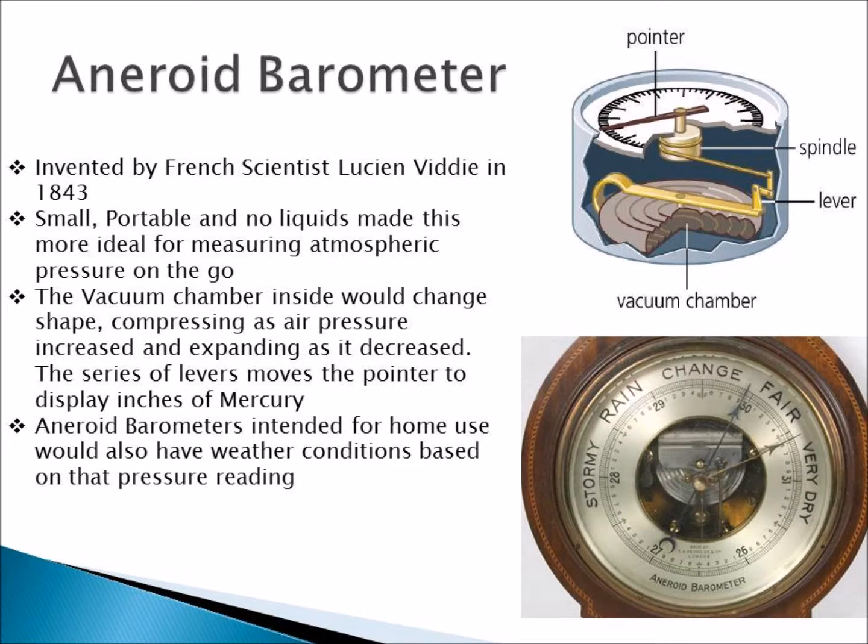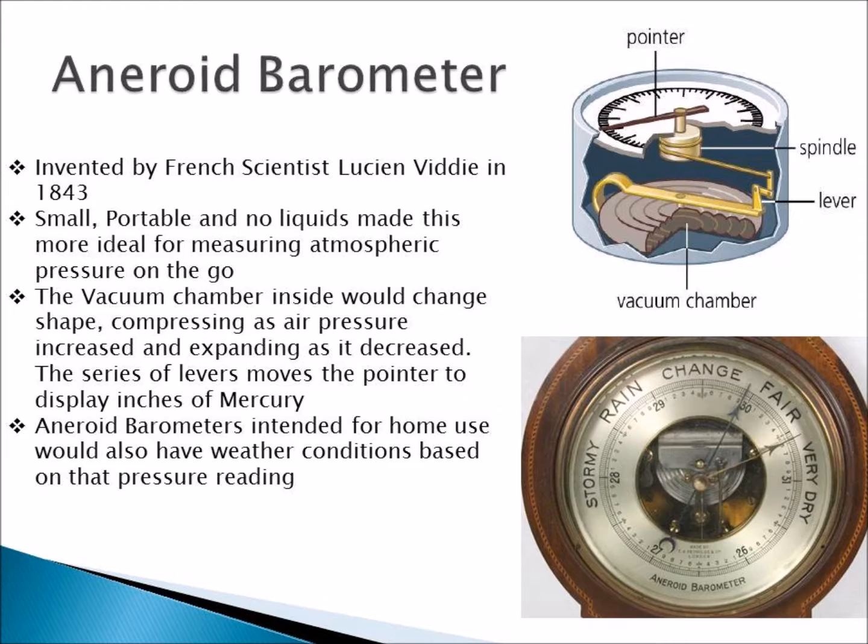Aneroid barometer. Now, this was invented by French scientist Lucien Vidi in 1843. It was smaller, more portable, and had no liquids compared to the original barometer. Now, this worked with a vacuum chamber at the very bottom. It would compress and expand as air pressure increased and decreased. This would in turn move levers, which would move a spindle with a pointer representing inches of mercury.